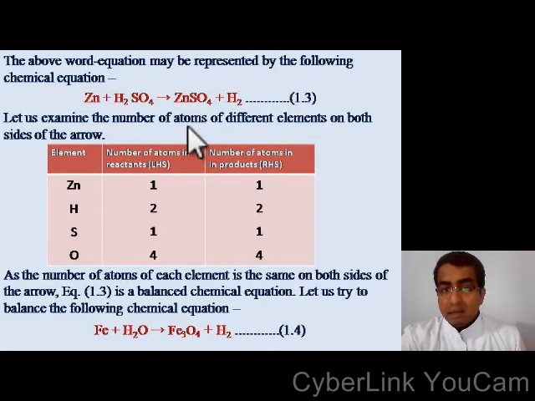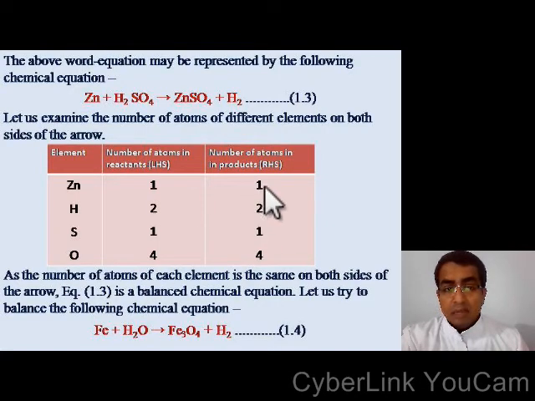So let us examine the number of atoms of different elements on both sides of the arrow. The elements are zinc, hydrogen, sulfur, oxygen. These are the different elements. The number of atoms present on the reactant side: zinc 1, hydrogen 2, sulfur 1, oxygen 4.